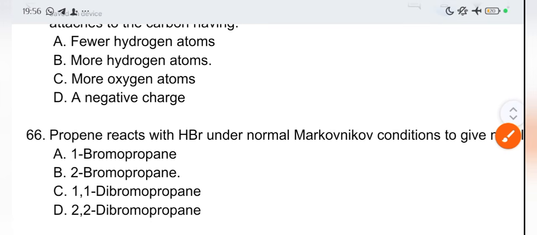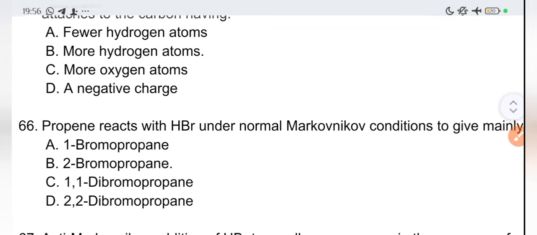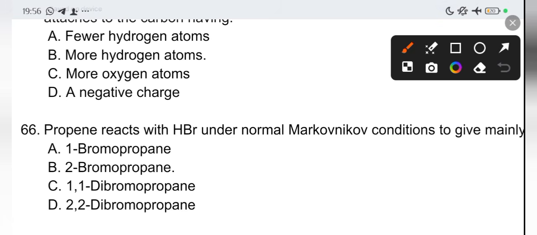66. Propene reacts with HBr under normal Markovnikov conditions to give mainly 2-bromopropane. The rule is just converting unsaturated to saturated. You know propene is unsaturated. When you now add HBr, what happens? The H will go to the carbon that has more hydrogens, to make it saturated. I don't know if you understand what I'm talking about.